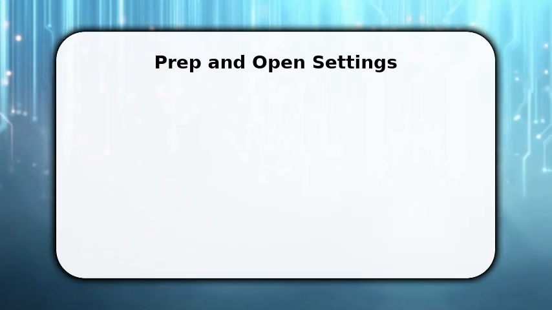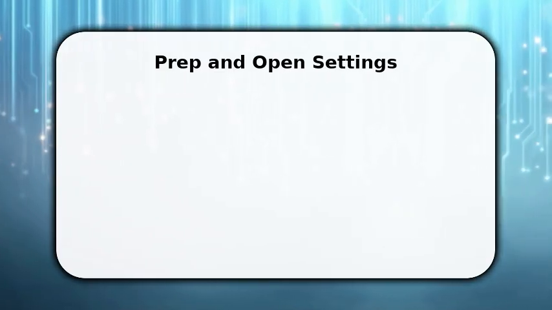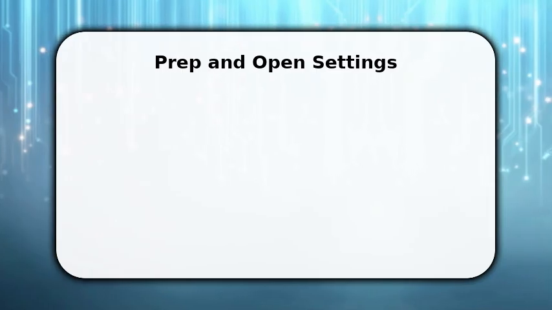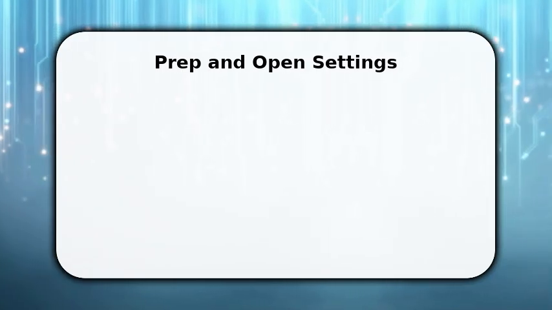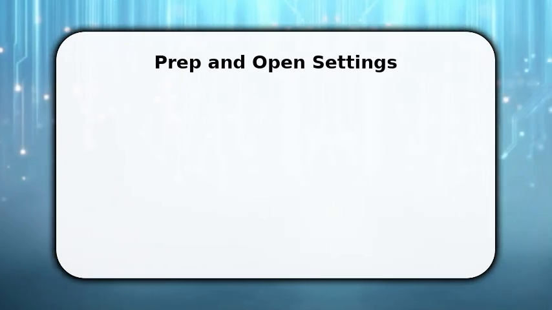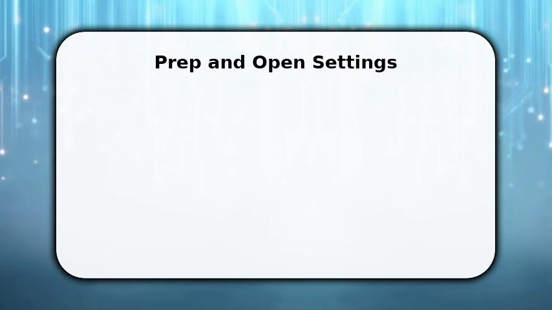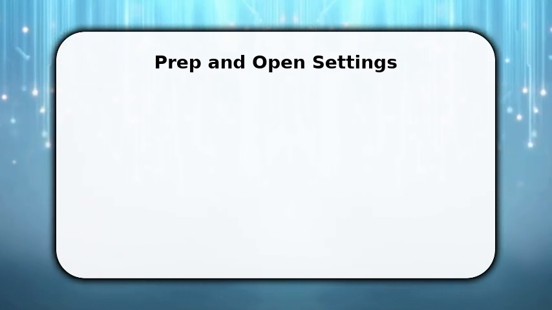Now open Settings and tap General, then About to confirm your model and storage. This step matters because capacity targets differ by model. Having the model ready lets you interpret percentage numbers correctly as you proceed.